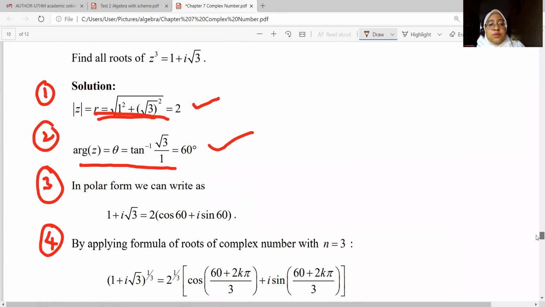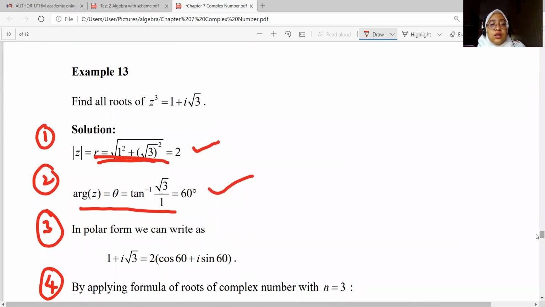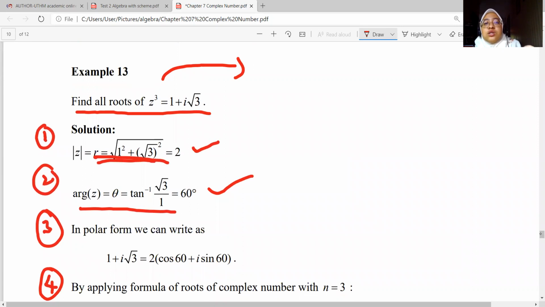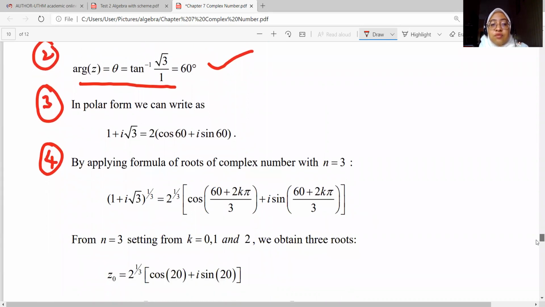Okay, example 13 asks you to find all roots of z cube equals to 1 plus i square root of 3. It means that n equals to 3, so it has 3 roots. The first step, I told you before, is to find the modulus of z, argument of z, and then put it in polar form. After that, you have to apply the formula of roots of complex number, with n equals to 3 here.